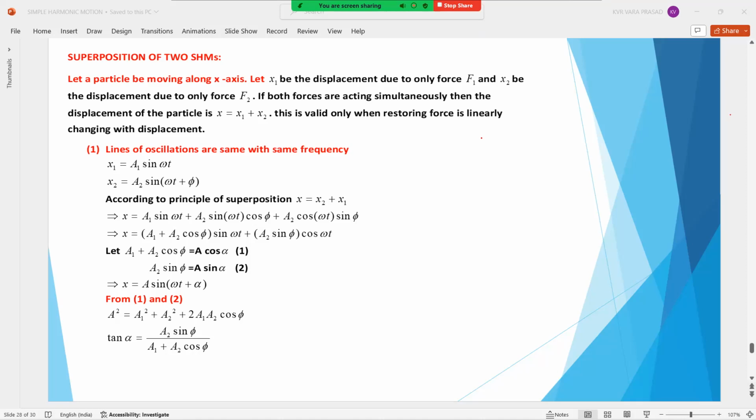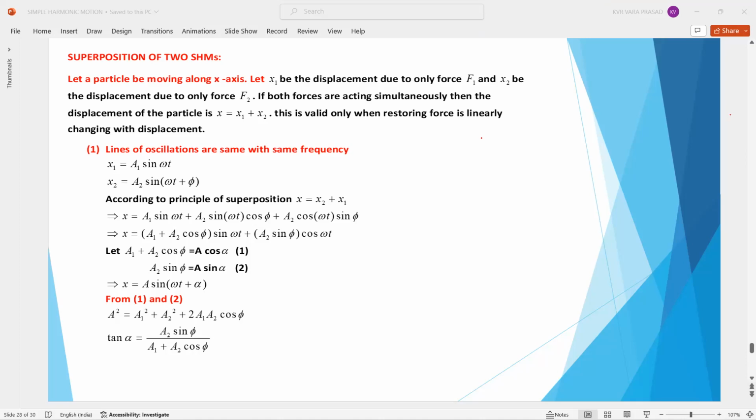Hi students, in this lecture we are going to discuss superposition of two SHMs. First let us see what is the principle of superposition.